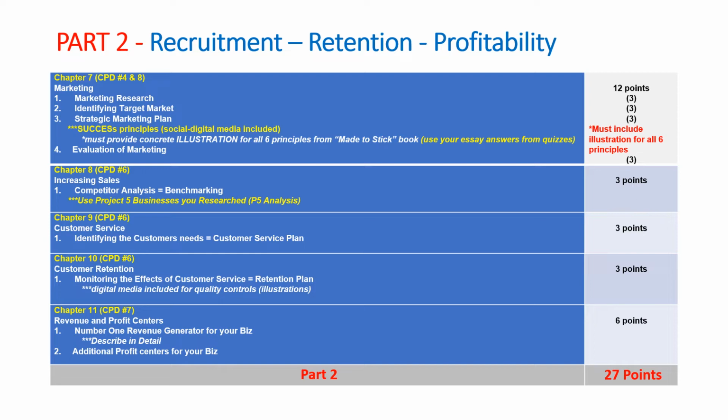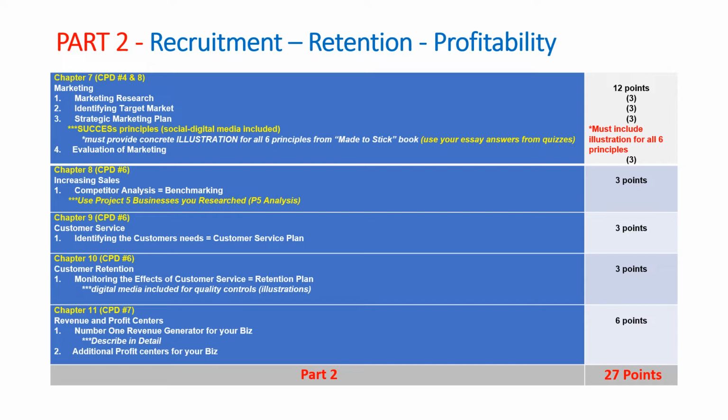With that strategic marketing plan, you must include as your illustrations the 6 different types you came up with from the principles from Made to Stick. You did this with your essay answers from your quizzes at the end here. So again, look at the feedback if there's improvement needed, but again, this can be copy and paste. Last, then you need TRI for your evaluation methods of your marketing, and we talked specifically about looking at forms of social or digital media.